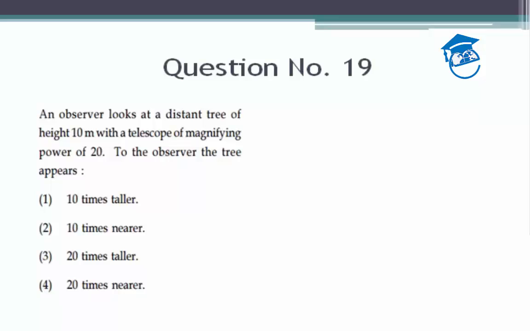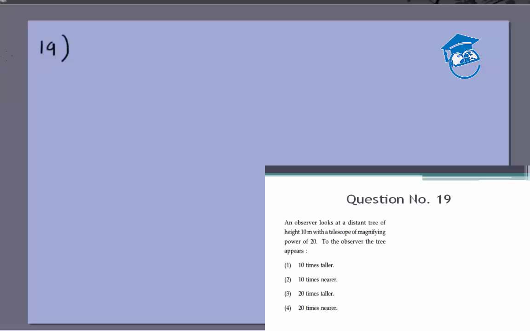It would seem as though both options 3 and 4 would be correct, because generally when you magnify something, the ratio of the height of the object to the height of the image is the same as that of the object distance to the image distance. So if it's 20 times taller, it should be 20 times nearer as well.